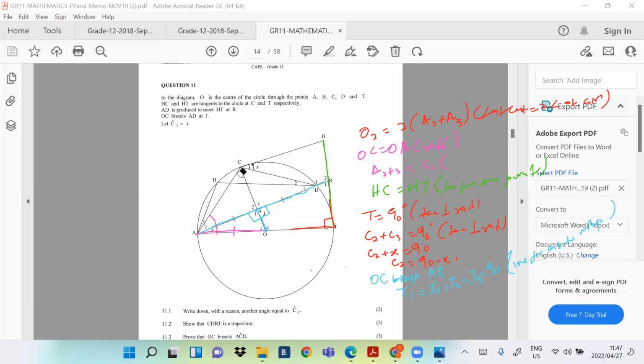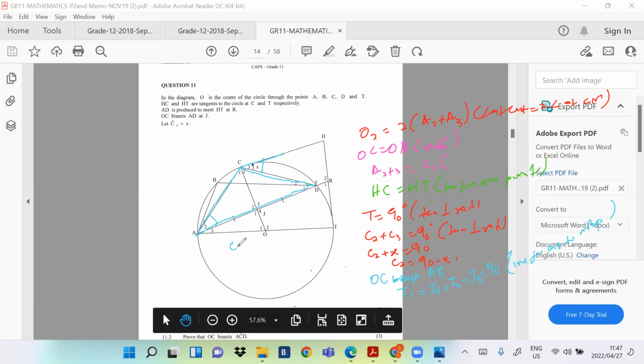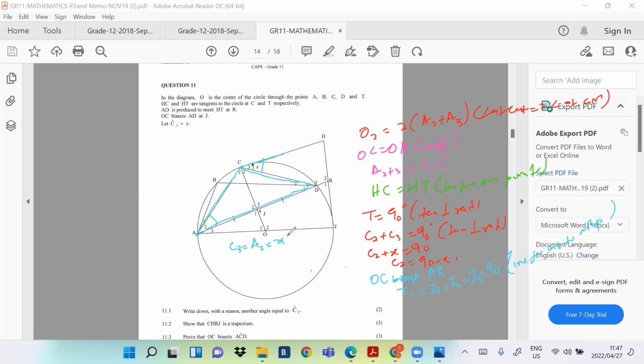Can you see C3 is the angle between what? A tangent and a chord. They said this thing is a tangent, right? Can you see this is the chord? Remember, a chord is just a line joining 2 points on the circumference without passing through the center. That's the angle between a tangent and a chord. It's going to be equal to which angle? The angle in the alternate segment. So C3 is equal to A2, which is X. Can you give a reason? Angle between tangent and a chord.